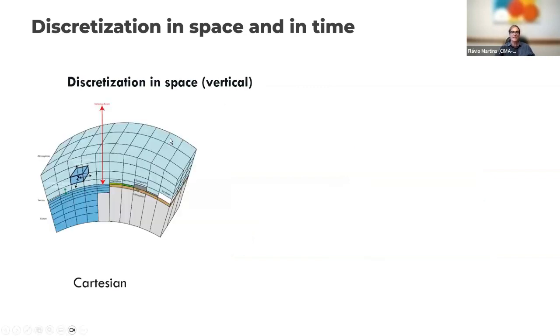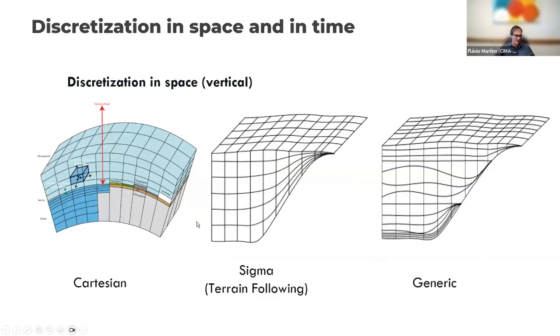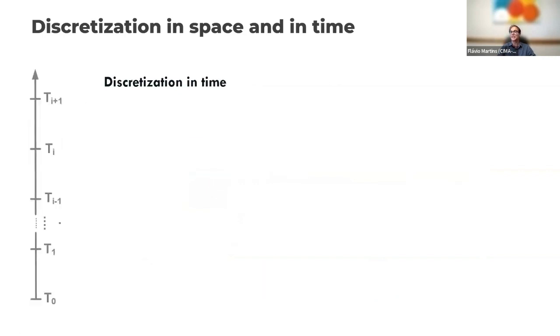Anyway, in the vertical direction there are also many ways of discretizing the grid. You can have Cartesian discretization, sigma or terrain-following discretization, or generic discretization, where you have different methods in different points. Okay, so this is the discretization in space, but we also need to discretize our equations in time.